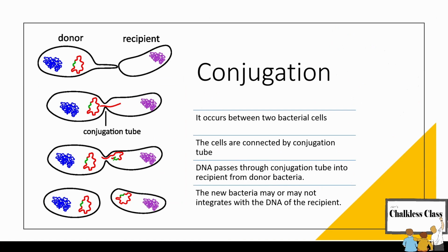The bacterium which donates the plasmid to another bacterium is called the donor. The bacterium which receives that plasmid is called the recipient. So the donor and the recipient participate in the conjugation. These two are connected by one conjugation tube. After transferring that plasmid, the donor and recipient will separate.